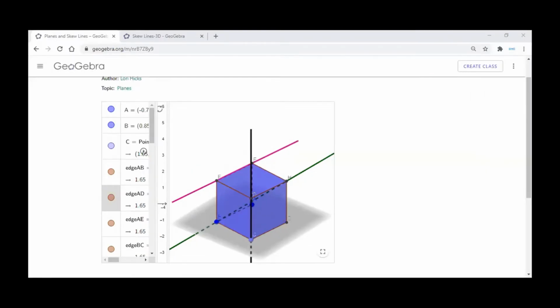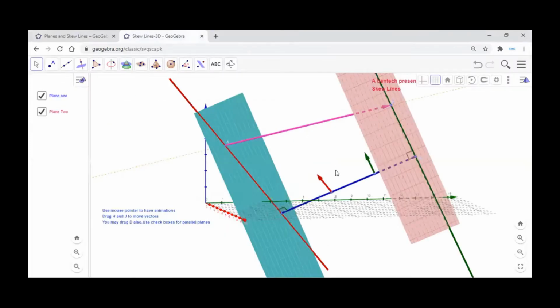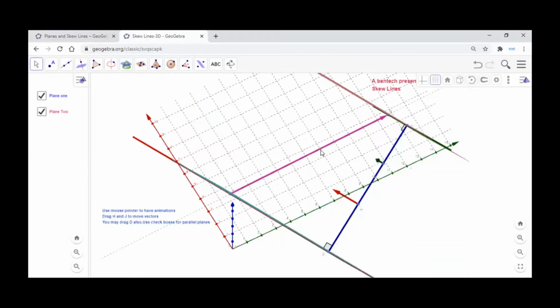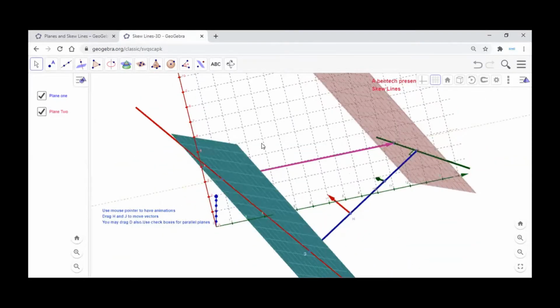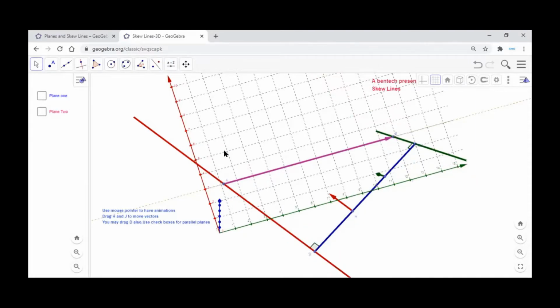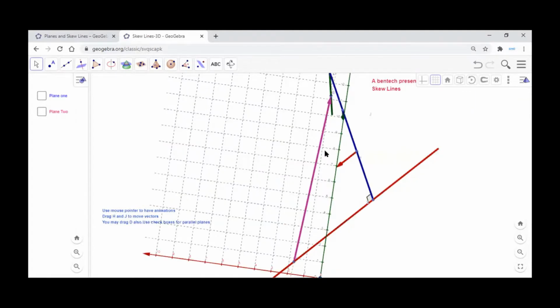And here you see, today we are going to study skew lines. Before we study the formal definition, I want to show you something interesting. Okay, so here you can see this is one of the GeoGebra applets that I want to show you. Now maybe I can just remove this plane. Okay, so are you able to observe two lines?